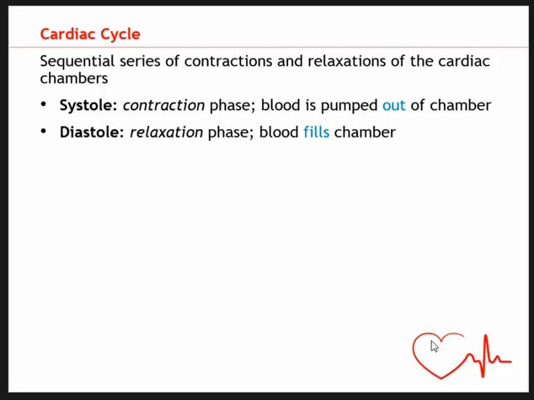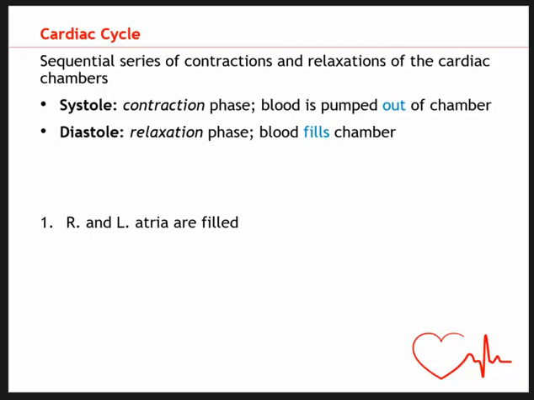We know it's a sequential series of contractions. We know that one side of the heart contracts at the exact same time the other side contracts. With this, we have systole, which is the contraction phase. This is when the blood is pumped out of the heart. And then we have diastole, which is when the chambers relax. This allows them to fill with blood.